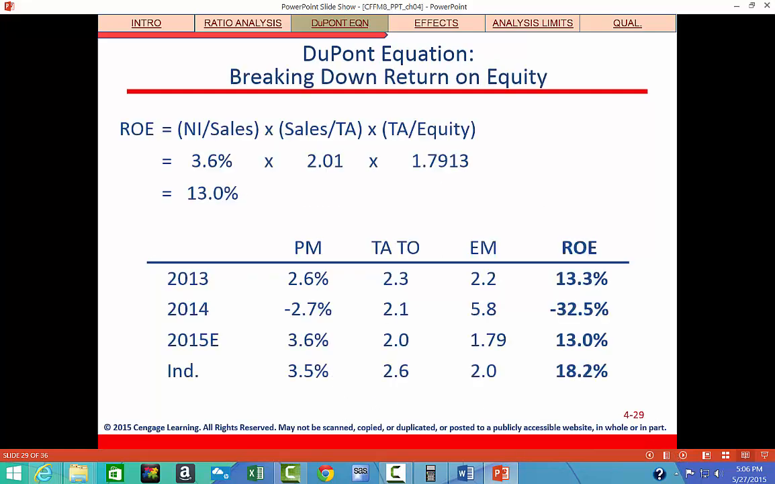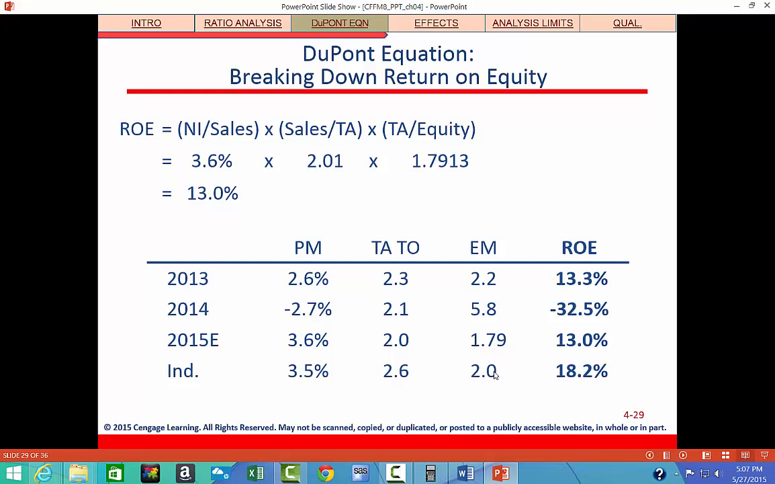And so if we looked at the estimate for 2015, you can see that they are estimated to have an ROE of 13%, which is less than the ROE for the industry, which is 18.2. So they're not doing as well. And we could compare across these three different categories to see where they're not doing as well. Well, they're doing slightly better in terms of profit margin because they have a 3.6% profit margin. But for total assets turnover, they're doing much worse, 2 versus 2.6. And for the equity multiplier, they're also doing worse, 1.79 versus 2.